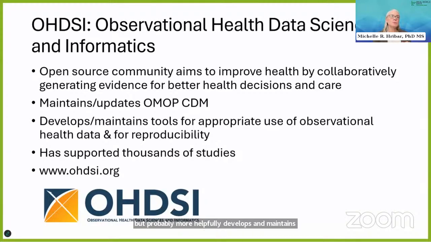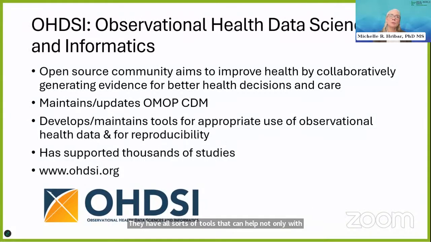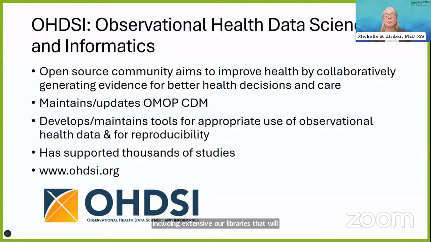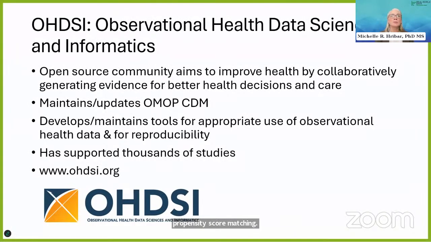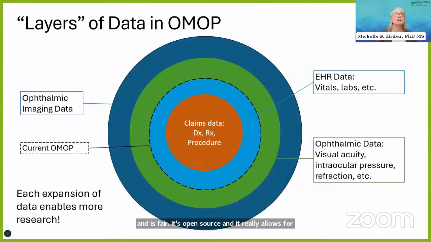They have all sorts of tools that can help not only with the conversion of data to OMOP, but also for the appropriate use of this, including extensive R libraries that will do high dimensional propensity score matching. And Dr. Cindy Kai will talk about this in the use in a study in ophthalmology. Odyssey supports research and is FAIR. It's open source, and it really allows for reproducible studies.